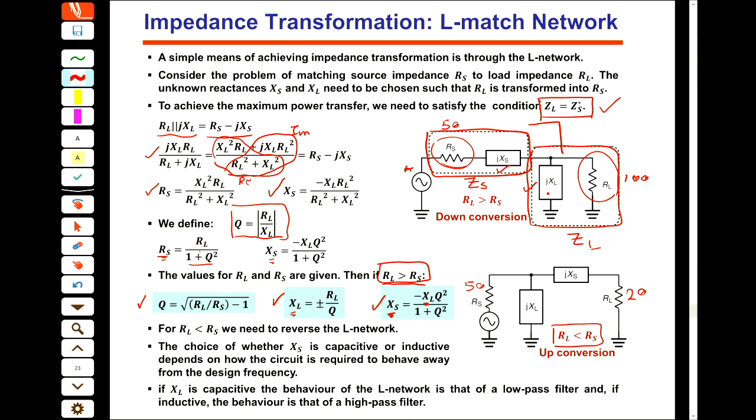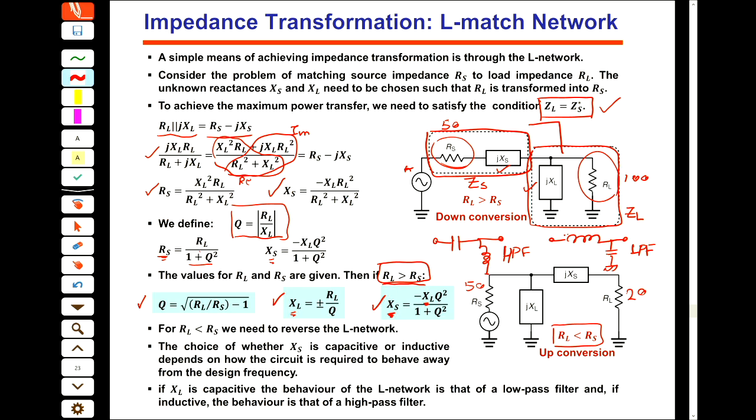If you select XL as a capacitor, I just don't want to make a mistake. So if we have this circuit, this is a low pass filter, and this is a high pass filter. And if we have this circuit, then this is a low pass filter. It depends on what we like.